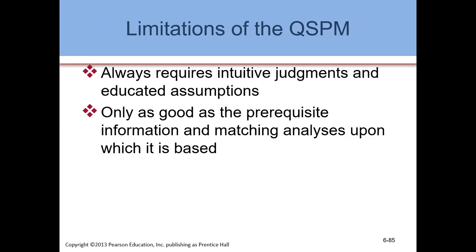Yet there are certain limitations of the QSPM as well. For example, it always requires intuitive judgments and educated assumptions. The second limitation is that it is only as good as the prerequisite information and matching analysis upon which it is based. So these are the limitations of the QSPM, and as we can see, intuitive judgment is always there along with analysis.